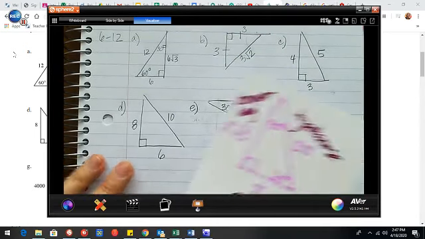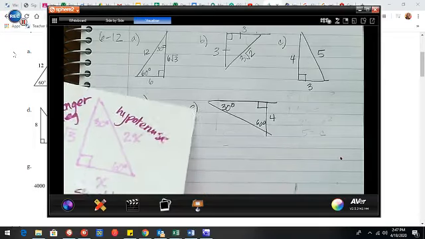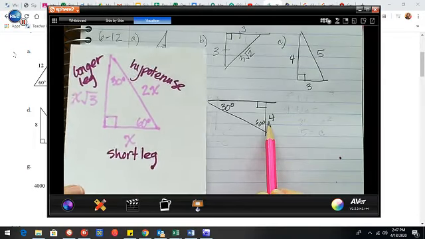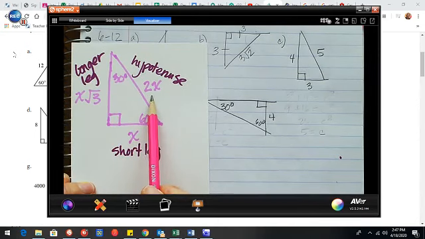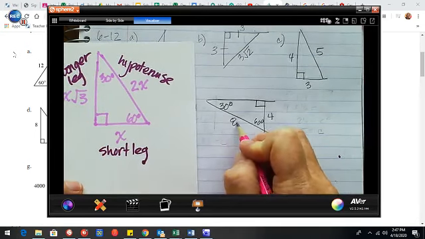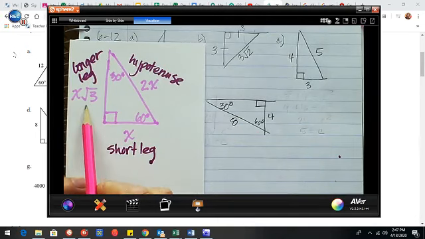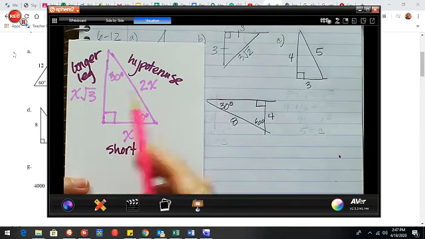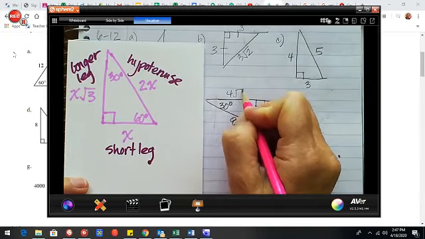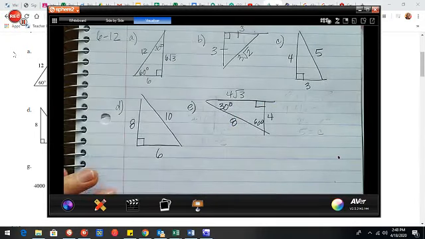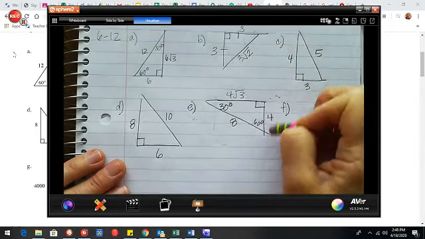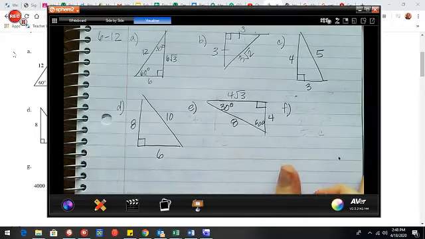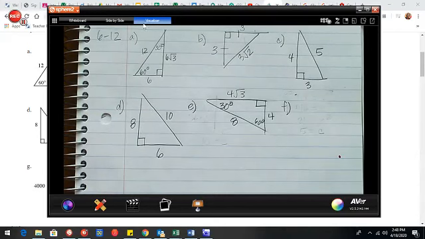So if I'm looking at this, my short leg is 4, so then my hypotenuse is going to be double that, so my hypotenuse is going to be 8. And then my long leg is my short leg times the square root of 3. So my long leg would be 4 square root of 3. And these are fortunately easier than some of the ones you had on Con, where you had to rationalize the denominator.